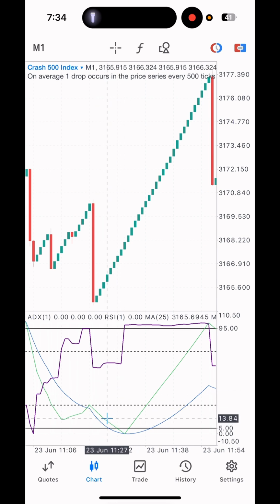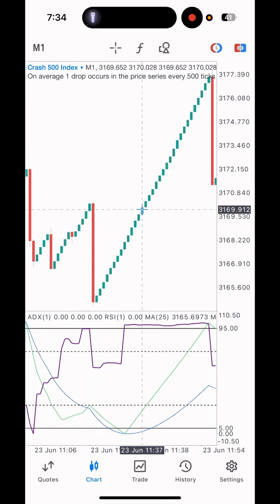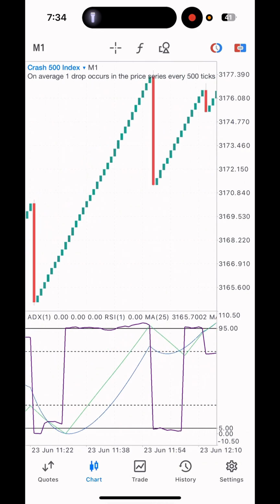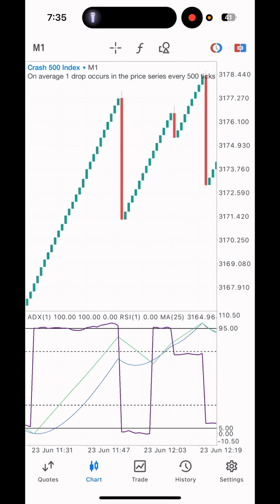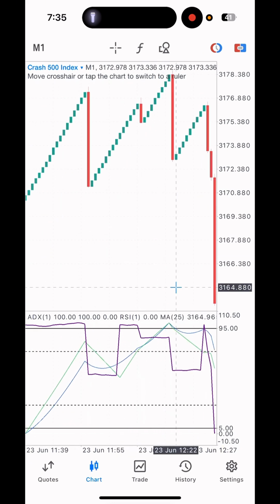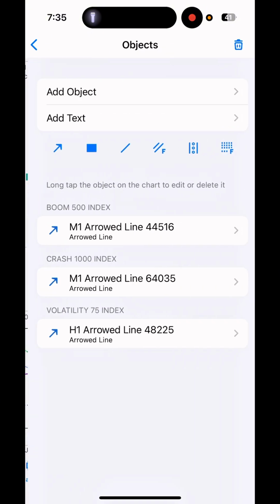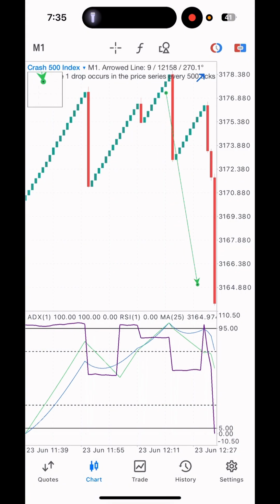Okay, so once this green line crosses below this level 5 of the average directional movement index, immediately go into the market for a buy, a short-term buy. Then once this line right here is touching level 95, you expect a long-term sell, which is a lot of spike. That's why from this point right here the market dropped, then it bounced again up to this point.